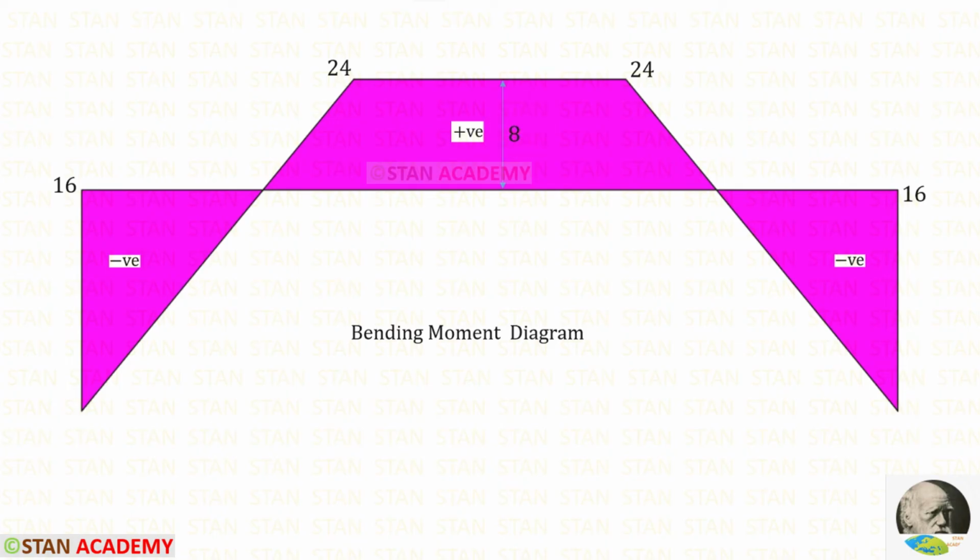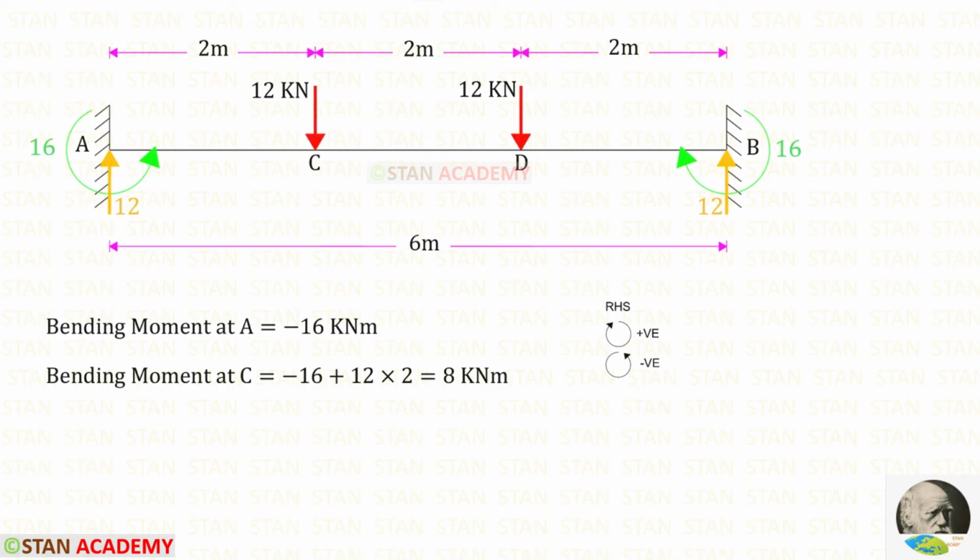Alternatively, we can draw the bending moment diagram by finding the bending moments separately for all the points. To find the bending moment values in the points A and C, we can use right hand side rule. Clockwise will be positive and anti-clockwise will be negative. Let us find the bending moment in the point A. In the point A, we have MA, which is acting in the anti-clockwise direction, so that it will be negative.